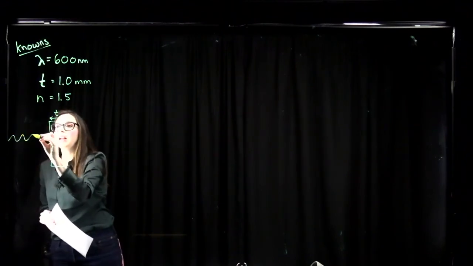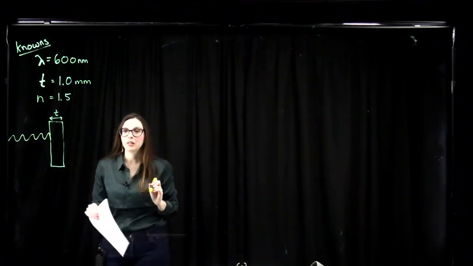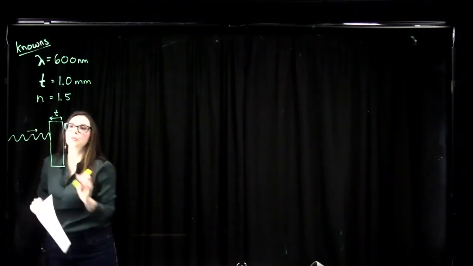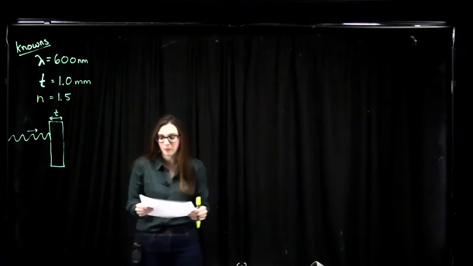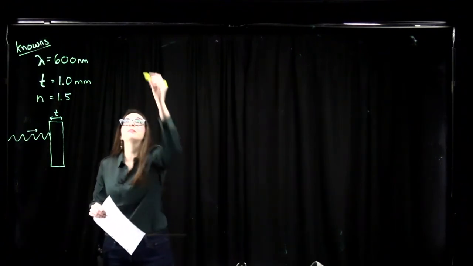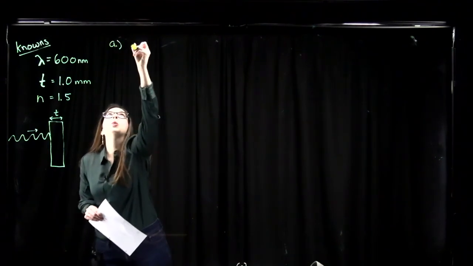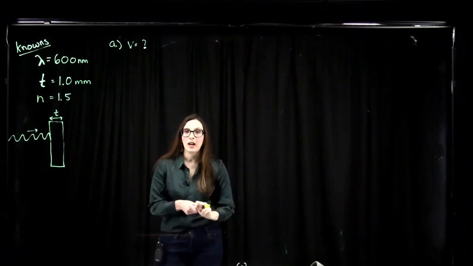Here I have light with a wavelength of 600 nanometers. It's coming in and it's striking my glass. It's going to travel through the glass. So the first question we're going to answer, A, is what is the speed of light inside the glass?